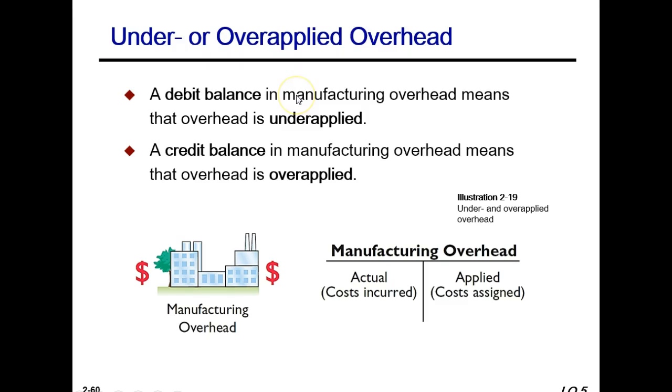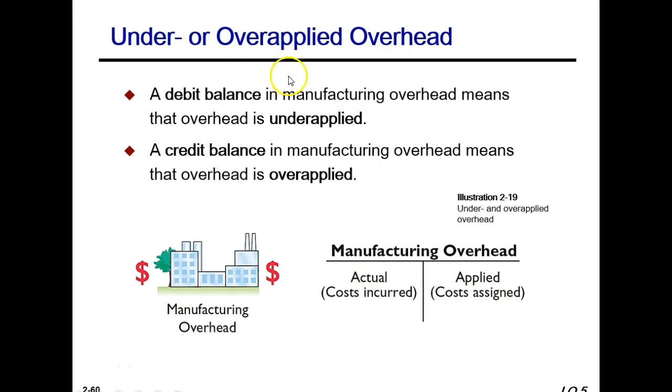A debit balance in manufacturing overhead means that our overhead is underapplied. What that means, all of our actual costs get debited to manufacturing overhead. When we apply them to work in process, we credit our manufacturing overhead. If at the end of the period we have a debit balance sitting in here, that means we didn't put enough manufacturing overhead to various products. If we have a credit balance over here, that means we put too much manufacturing overhead applied into various products.